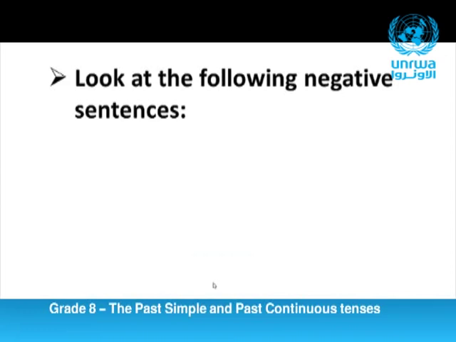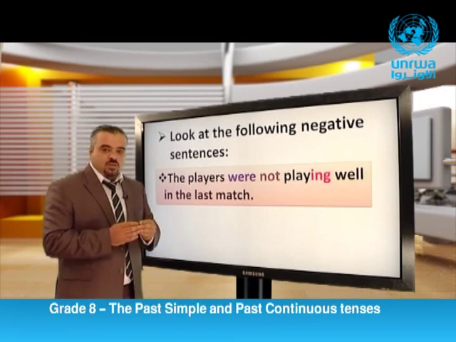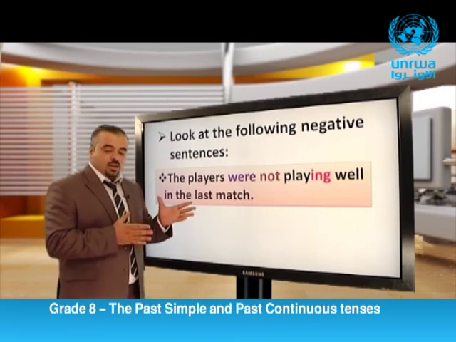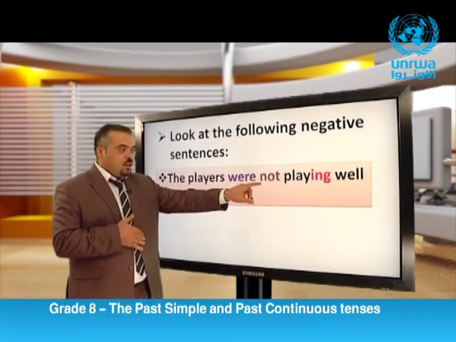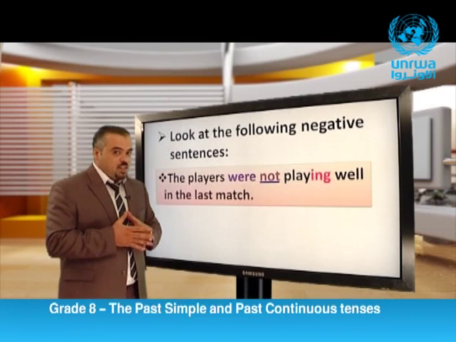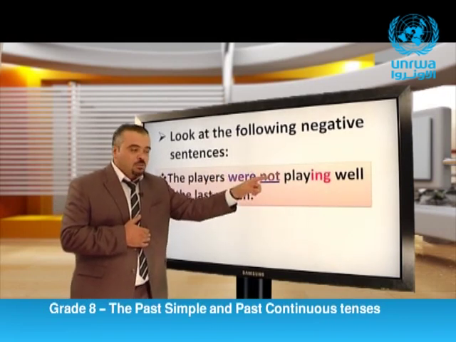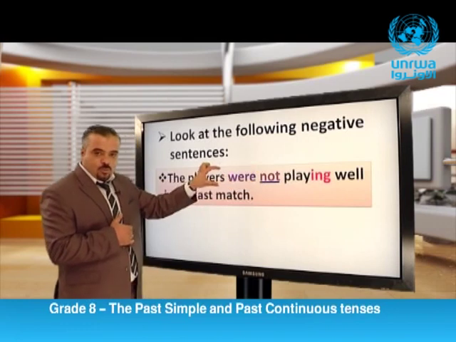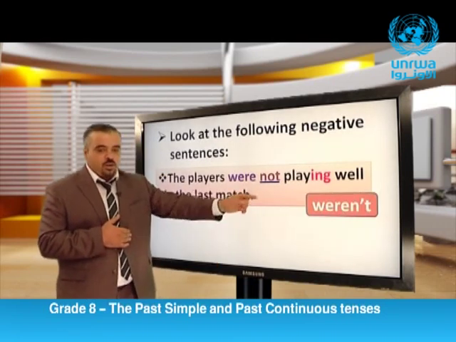Look at the following negative sentences. The players were not playing well in the last match. Look here, we have the past continuous in the negative form. Were not playing. Not is for the negative. We use not between the helping verb and the main verb. We were not playing. This is the full form of the negative. Let's see the short form. Weren't.